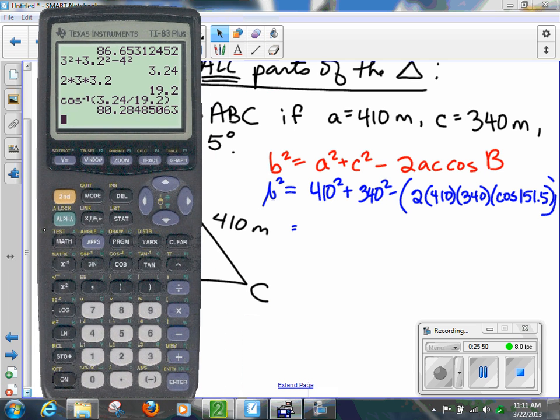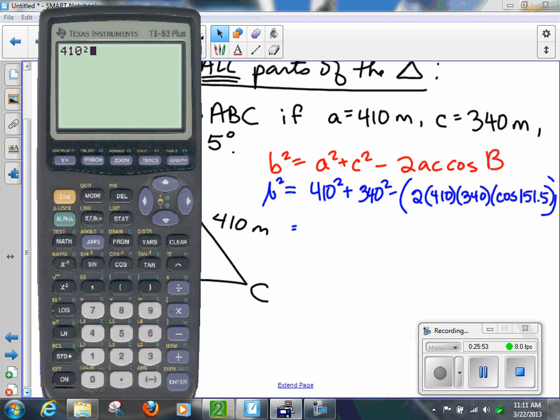All right, 410 squared plus 340 squared minus parentheses, 2 times 410 times 340 times cosine of 151.5 in parentheses. I'm closing 151.5, closing cosine, and now closing the right half of that equation. Look at how I'm putting that in my calculator, ensuring that I have done this correctly. I'm going to hit enter. Humongous number, right?